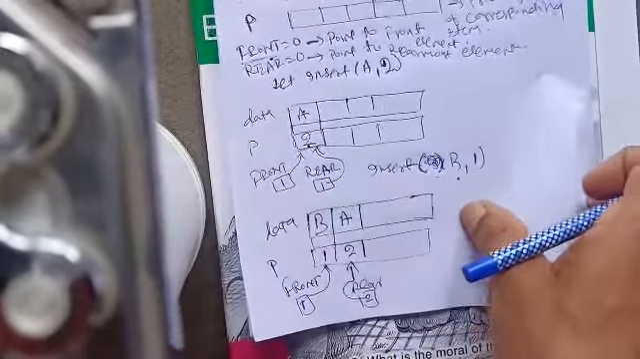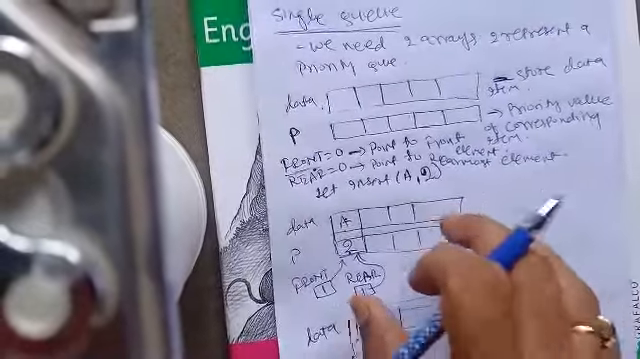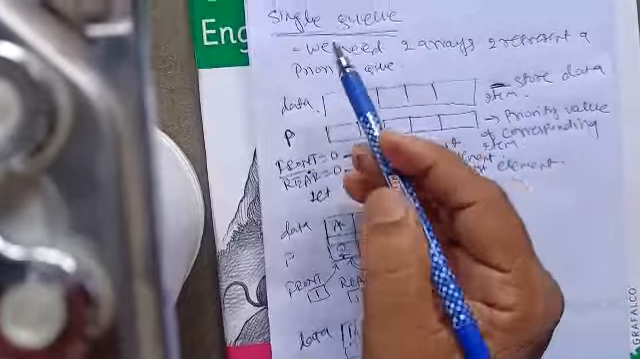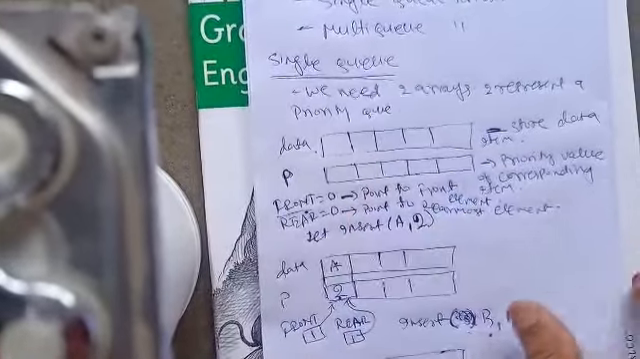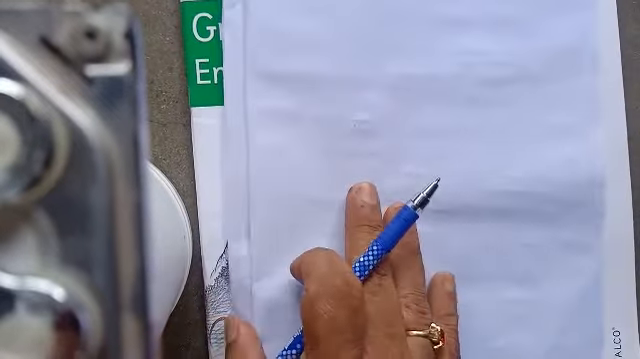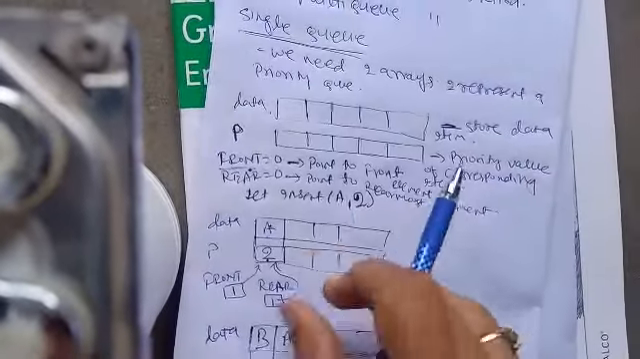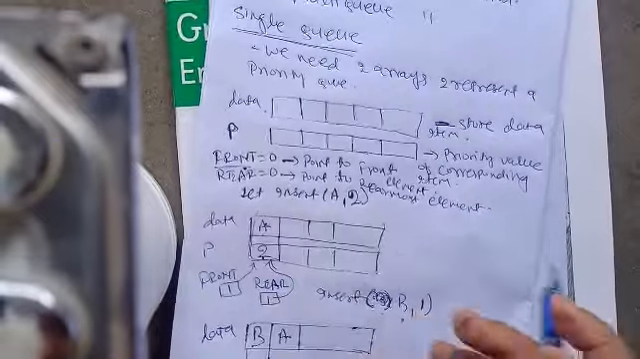Now there is a drawback of this technique. If we represent a priority queue using a single queue architecture, or you can say single array architecture, although we need a minimum of 2 arrays, these 2 arrays are treated as a single array.